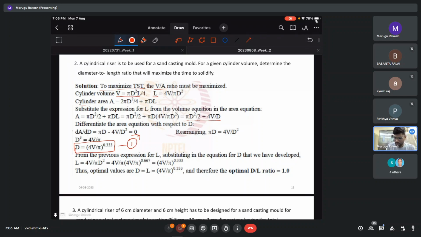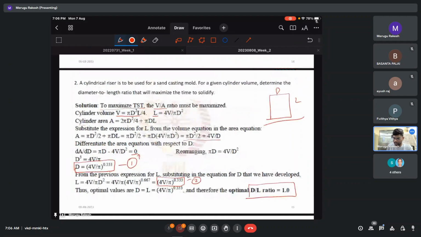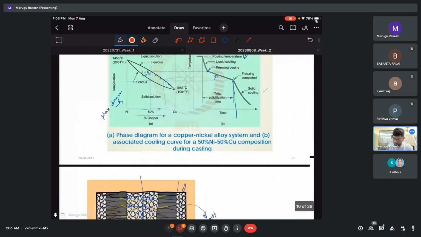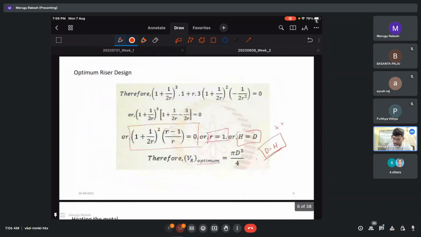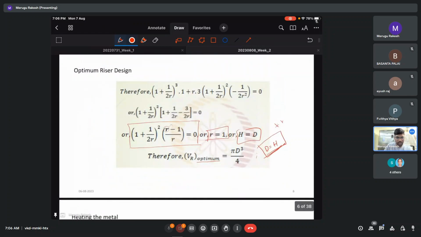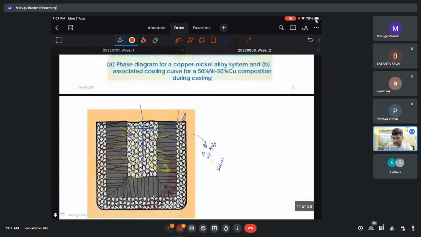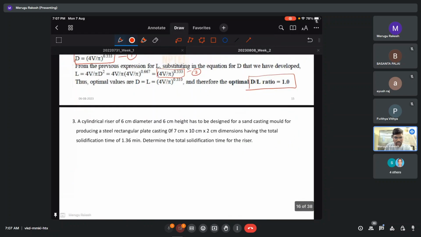Then we got the value of d. When you substitute this d value in L, you are going to get the same value. You see, equations 1 and 2 are both the same. That means if the diameter to length ratio is equal to 1, the time for solidification will be more. If you take a cylinder whose diameter and length are both the same, only then is it going to maximize the time for solidification. That is also what we discussed here, in which we got diameter is equal to height. Just keep in mind these two values.